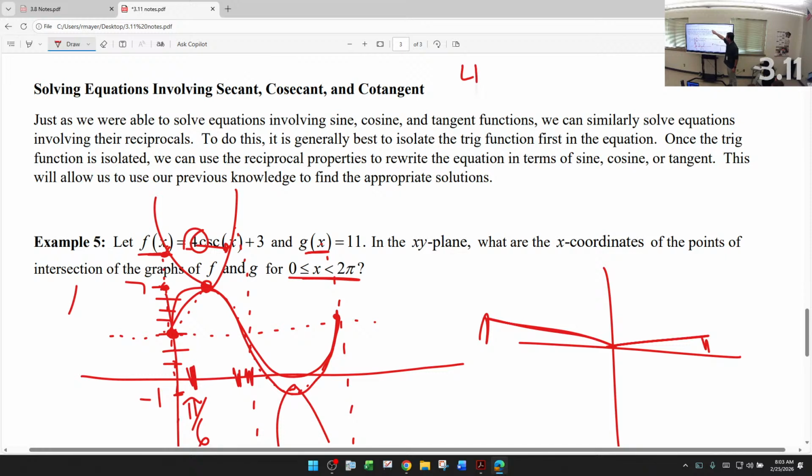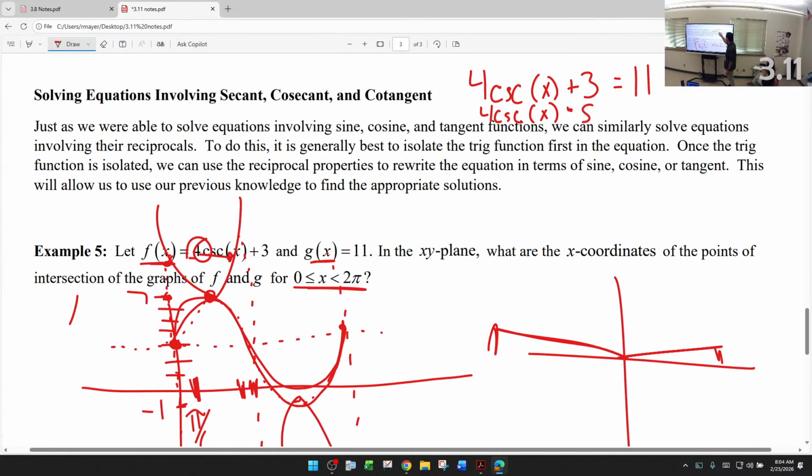Here's my function, right? 4 cosecant, if you don't like cosecant, sine x plus 3, and I want to know when that thing's equal to 11. It's probably easier if you just move that 11 over here and set that thing equal to 0. With me? And so now you have 4 cosecant x minus 8 equals 0. And now I'm looking for the x-intercepts as opposed to looking for when it's 11. Little bit easier that way.